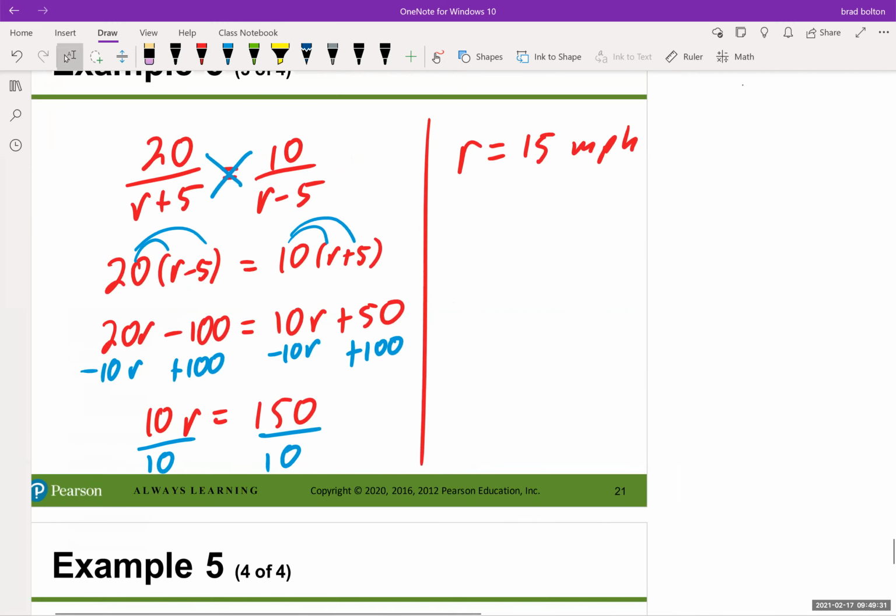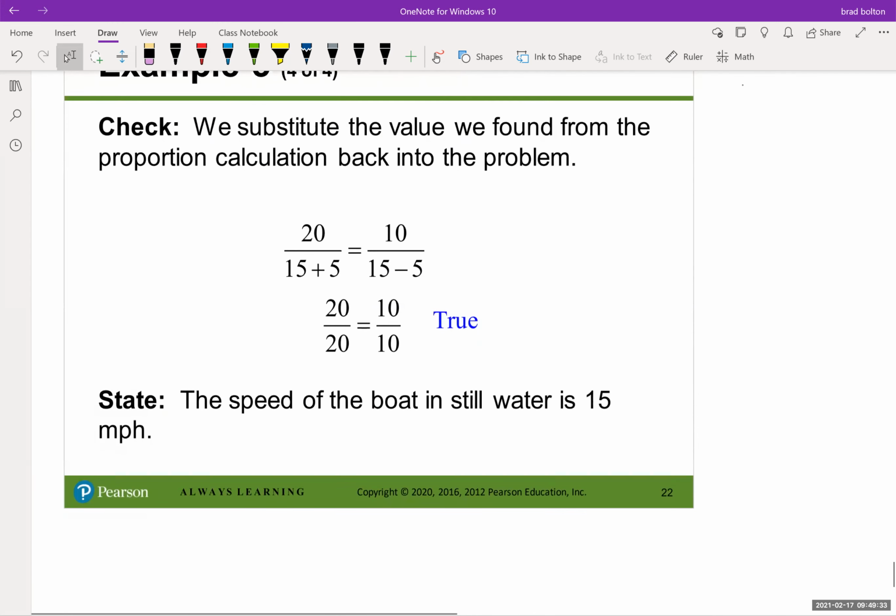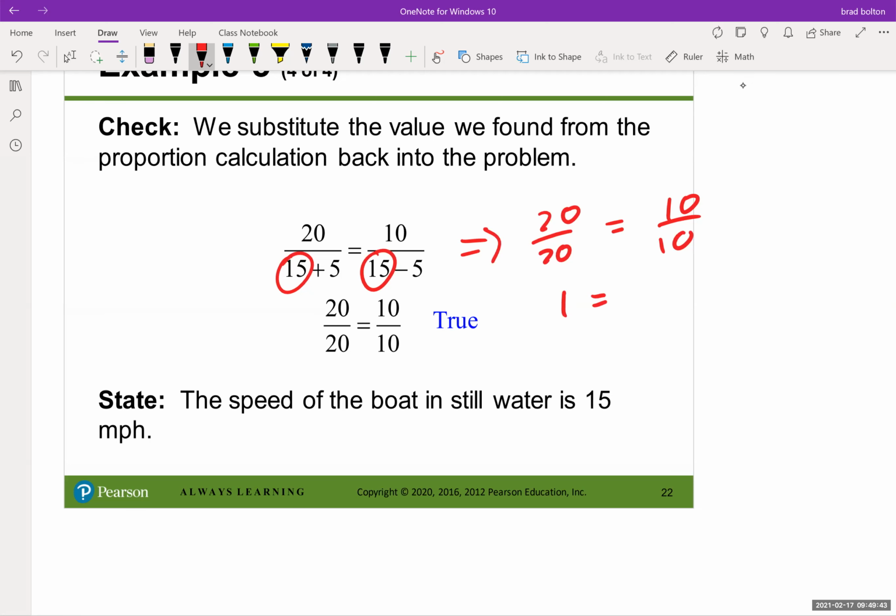And again, we could also check this. I forgot that there's a check. We could then plug 15 in. If we plug 15 in here and here, we end up with 20 over 20 equals 10 over 10. And we know this is 1 equals 1, right? Check. Okay, so it does, in fact, the boat in still water is in fact 15 miles per hour.